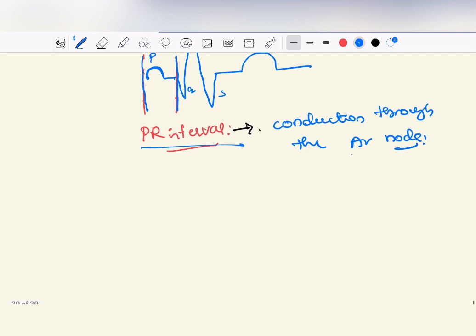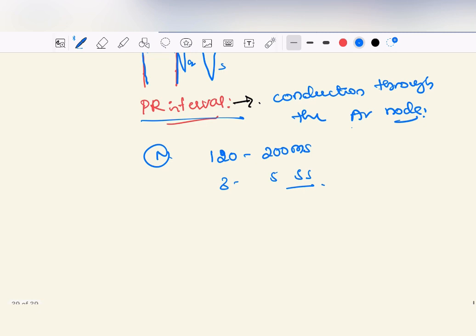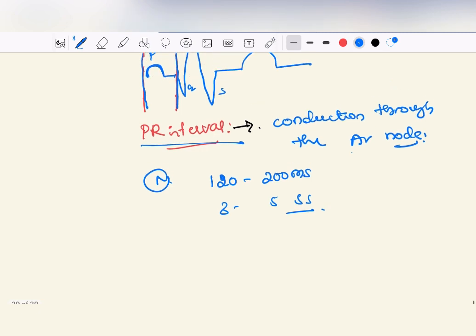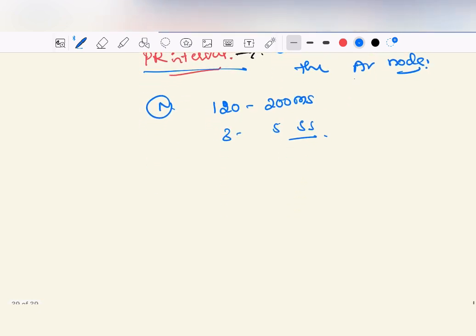So, since it is an interval, it is a duration. The normal PR interval is anywhere between 120 to 200 milliseconds, or 3 to 5 small squares. Okay, this is the normal PR interval. What if the PR interval is less than 120 milliseconds, or what if the PR interval is more than 200 milliseconds?